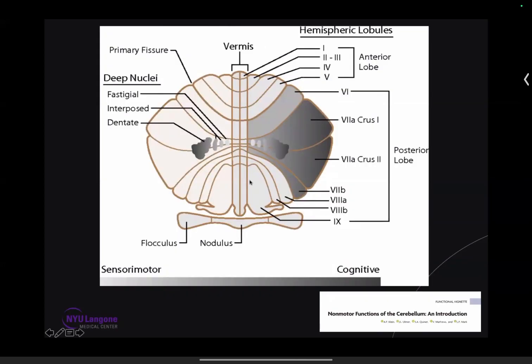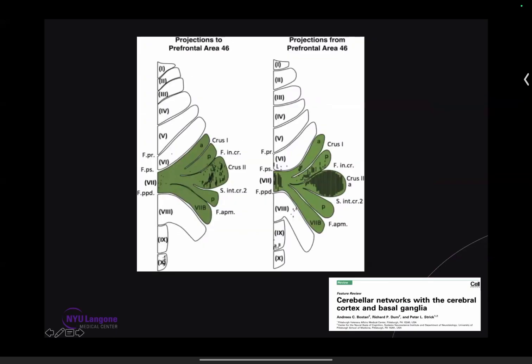again, another cartoon showing you how the function is kind of divided. More laterally you go, you have cognition. Medially, you have more sensory motor in the cerebellum. One more thing I learned fairly late is, again, these are 10 lobules of the cerebellum. Again, these are numbered 1 to 10. They are also named. For example, this one is Crus 1 and Crus 2, which are the lateral most portion of the lateral cerebellar hemisphere, the lobules which are very well connected to the prefrontal Brodmann area 46.